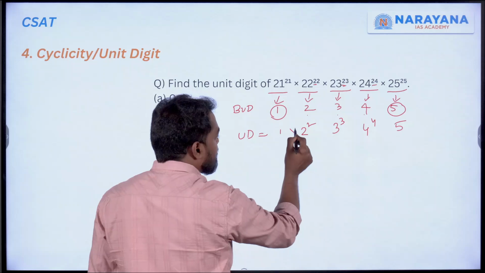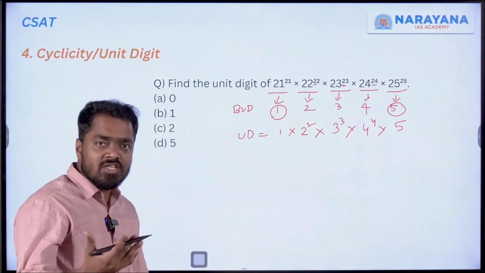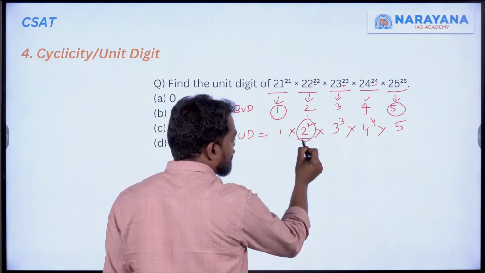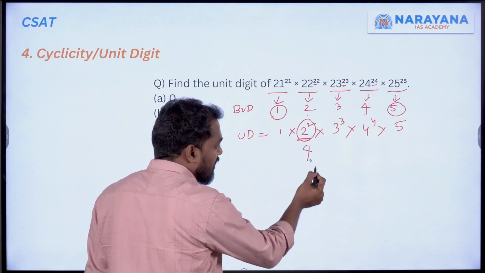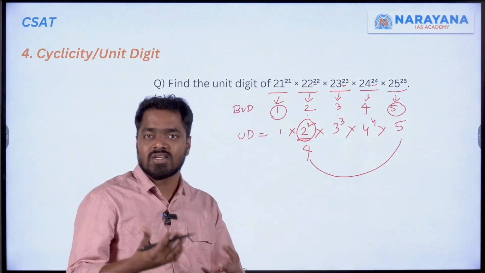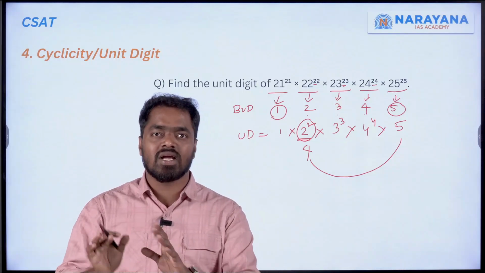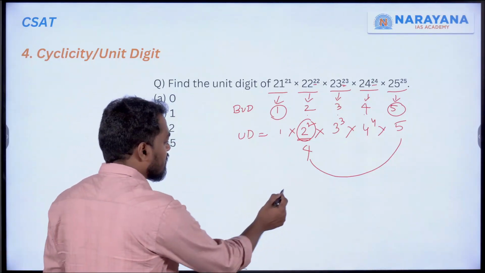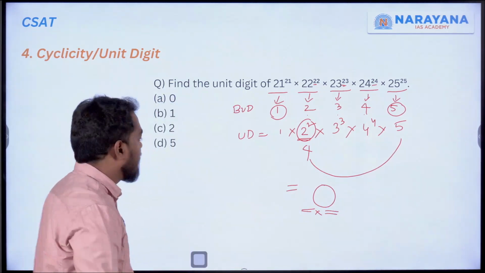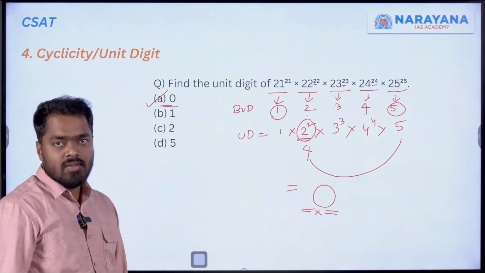Now here they are asking multiplication. There is no need to do the entire multiplication also, because 2 square is nothing but 4. If you multiply 4 with 5, you will get 20. So that means unit digit is 0. If you multiply any other number with 0, you will get the unit digit 0 only. So the answer is 0. That is option A. Right?